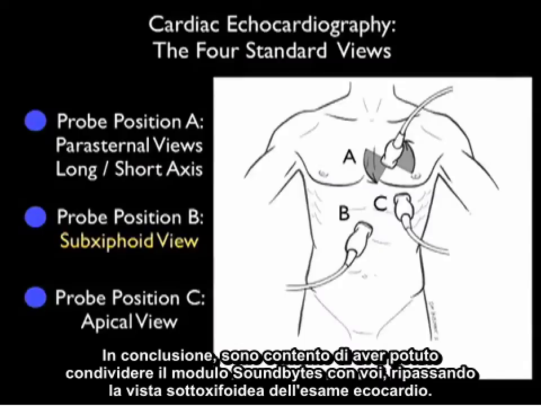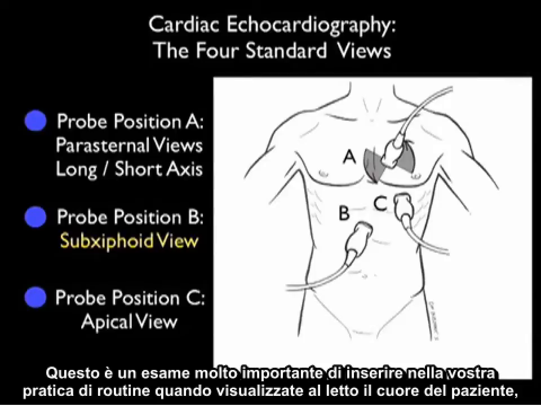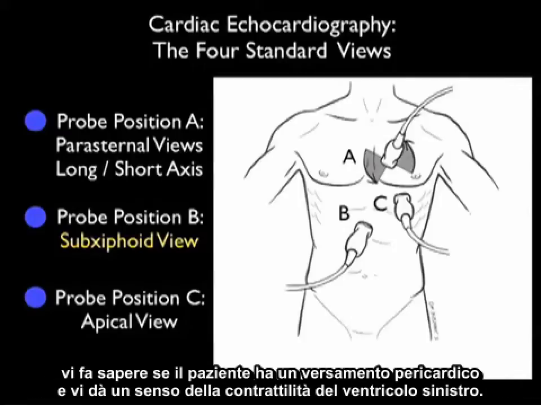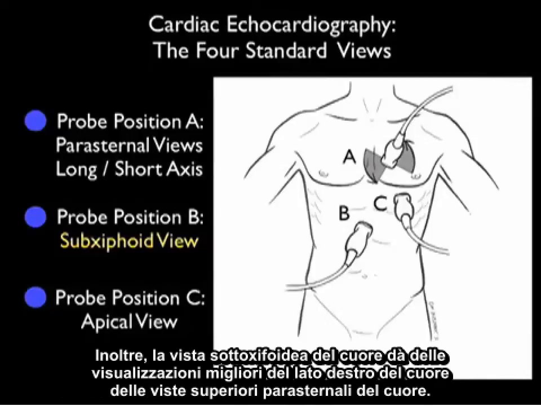In conclusion, I'm glad I could share with you the Soundbites module going over the subxiphoid view of the cardiac echo examination. This is a very important exam to put into your routine practice in looking at your patient's heart at the bedside, and will tell you if the patient has a pericardial effusion, as well as giving a sense of left ventricular contractility. Also, the subxiphoid view of the heart gives better views of the right side of the heart than the more superior parasternal views of the heart.